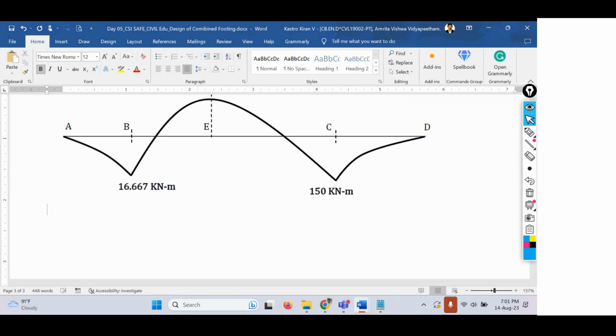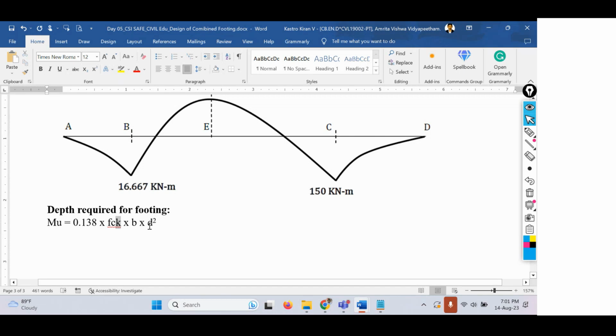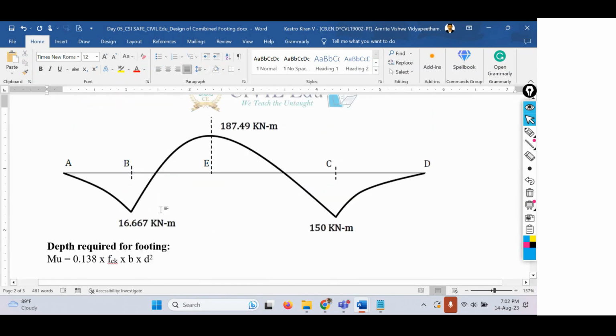So let's find that depth required for footing. How to calculate the depth required for footing? We know the formula, which is Mu equals 0.138 into fck into b into d square. From this formula, we can find out the depth required. We know the fck, that is the grade of concrete, and the value of b, which is the width of the footing, limited to 1500 mm. The maximum moment value we know, which is 187.49.